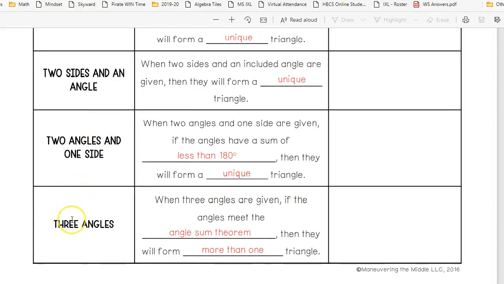And last but not least, you could just be given 3 angles. And when you have 3 angles, the angles have to meet the angle sum theorem. The angle sum theorem tells us that 3 angles of a triangle have to add up to 180 degrees. And if those 3 angles add up to 180 degrees, then they will form more than one triangle. So there's a possibility to draw different types of triangles.